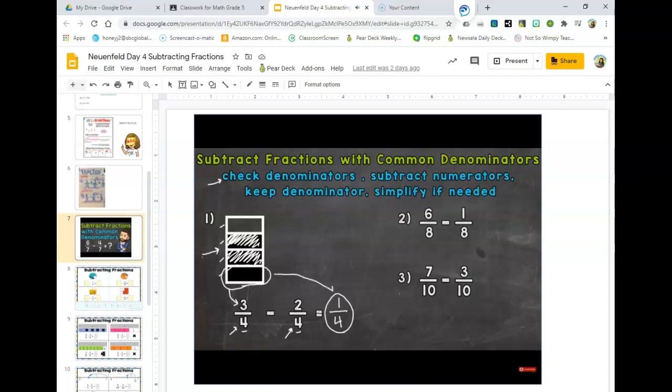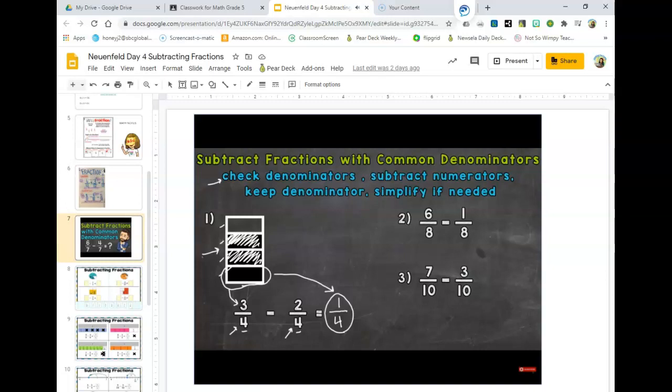That matches our answer here that we got when we went through our steps. So our model showed us what it looks like when we start with 3/4 and take 2/4 away, and we end up with a difference or answer of 1/4. So let's go to number 2.